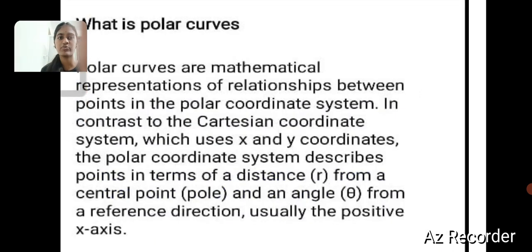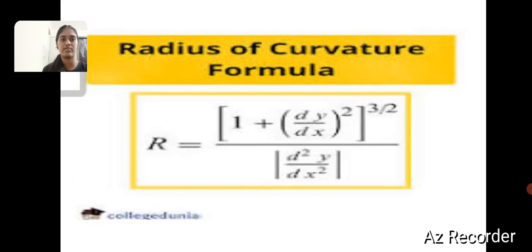A polar curve is the mathematical representation of a relationship between points in the polar coordinate system, in contrast to the Cartesian coordinate system which uses x and y coordinates. The polar coordinate system describes points in terms of distance r from the central point, the pole, and an angle theta from the reference direction, usually the positive x-axis.